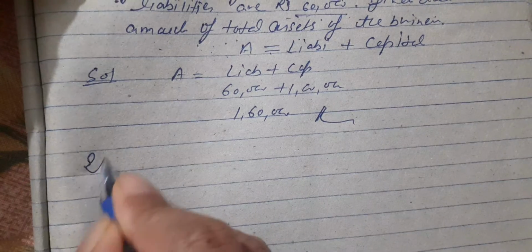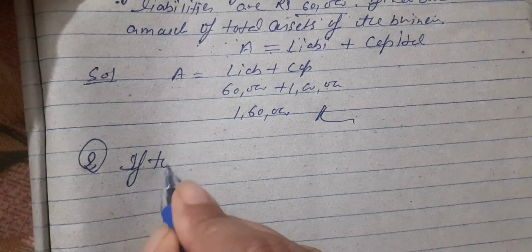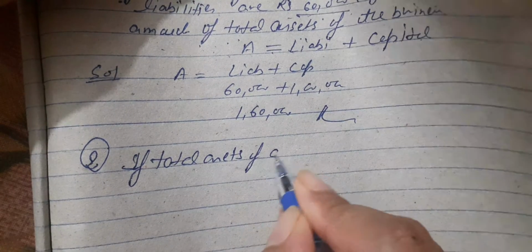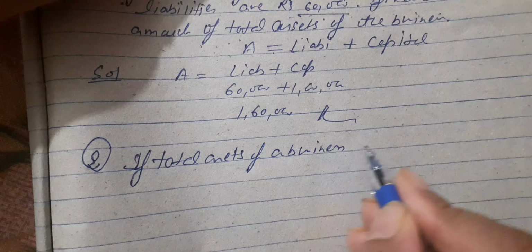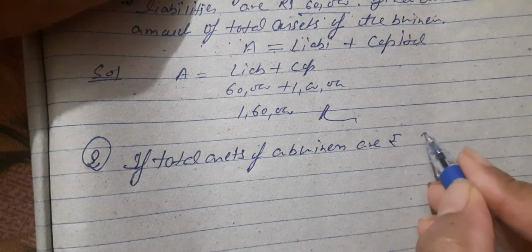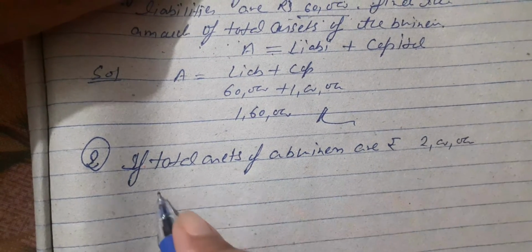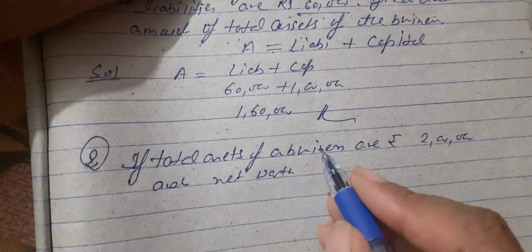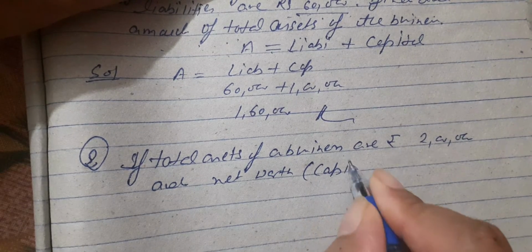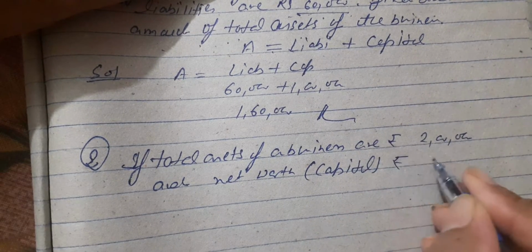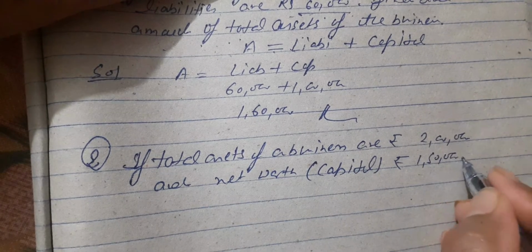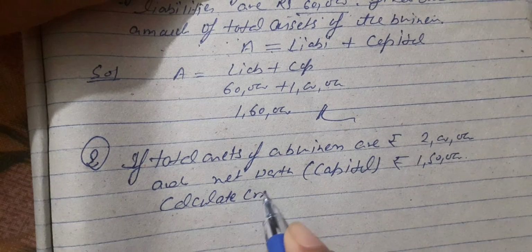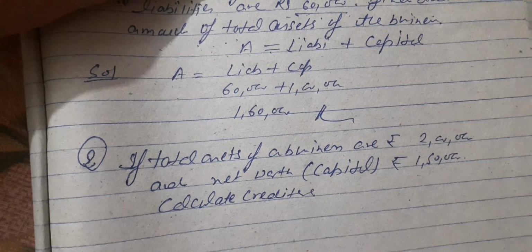The second question is: if the total assets of a business are rupees 2 lakh and net worth, that is capital amount, is rupees 1 lakh 50,000, calculate creditors. So creditors is a liability.